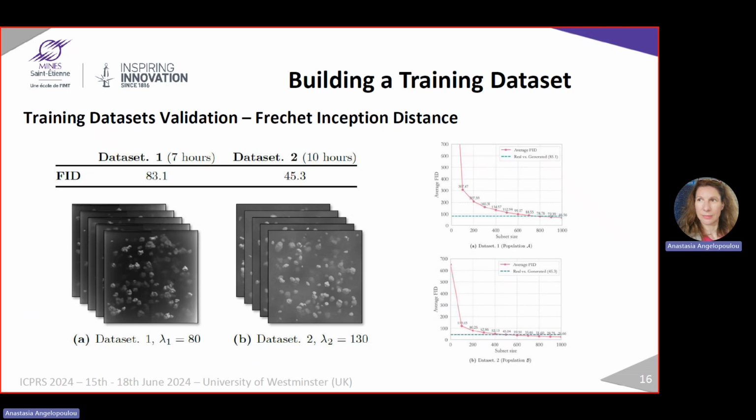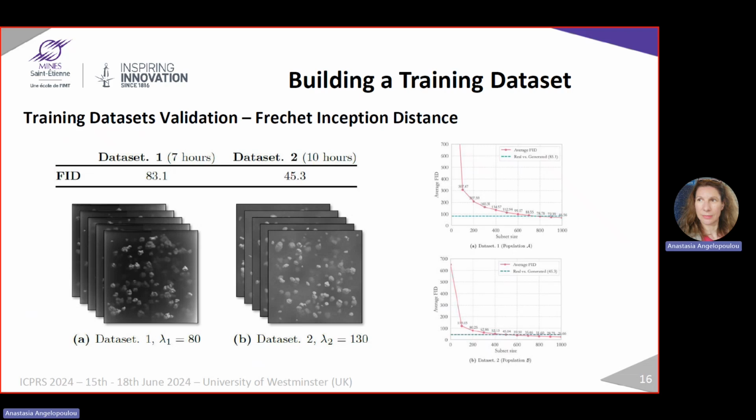The issue with the FID is that when you look at the literature, sometimes you can see that if you're below 100, it's fairly good, and sometimes if you're below 50, it's really excellent, and sometimes if you're below 200, it's good. So it really depends on the image that you're looking at, or on the set of images that you're looking at.